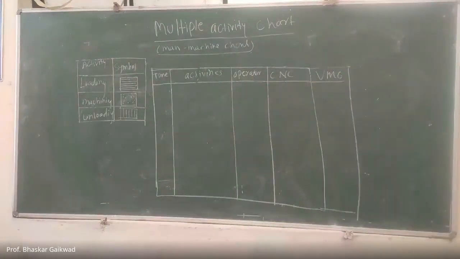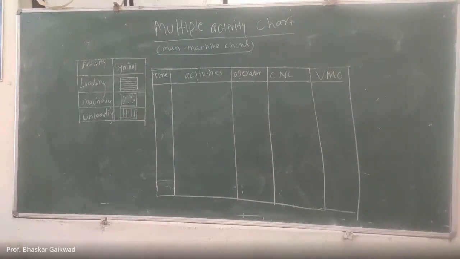So on our left hand side are the activity symbols: for loading purpose, which symbol we can use, for machining purpose, which symbol we can use, and for unloading purpose. It means we have to fit our job on the machine, the machine will perform its operations, after that we'll remove it, and after that we'll put the next job. Loading will be there. Okay.